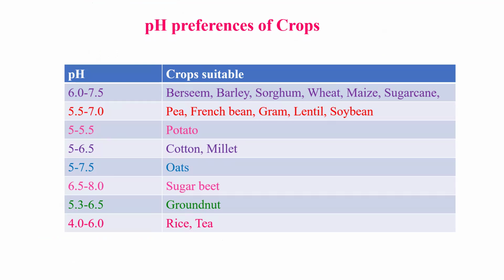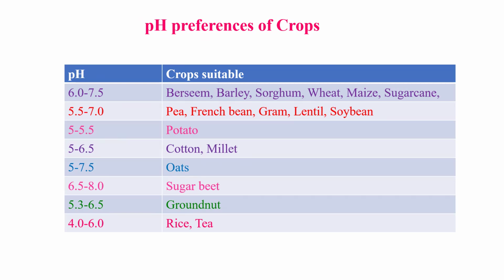pH preference of crops. At a pH of 6 to 7.5, the suitable crops are barley, sorghum, and wheat. At a pH range of 5.5 to 7, pea, French bean, and gram are grown. At a pH of 5 to 5.5, potato is the major crop, grown at a pH of 5.5. For cotton and millet, the favorable pH is 5 to 6.5. For oats, it is 5 to 7.5.